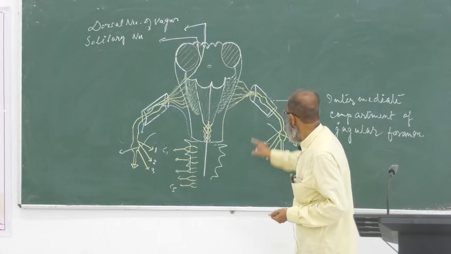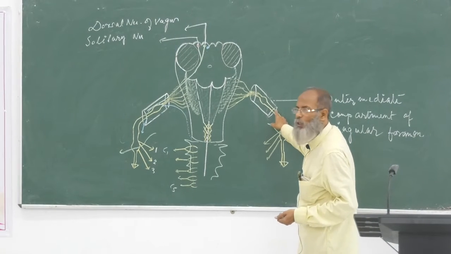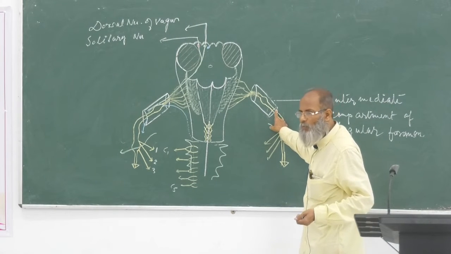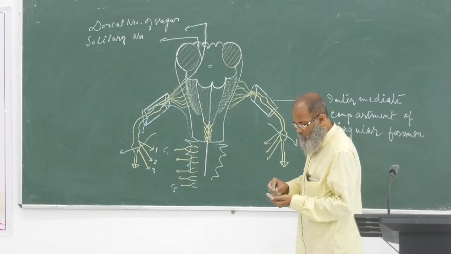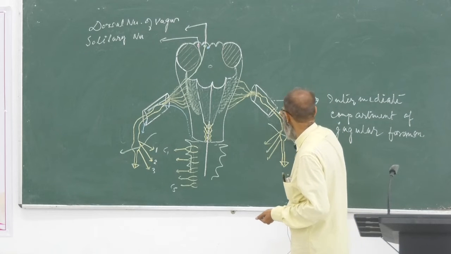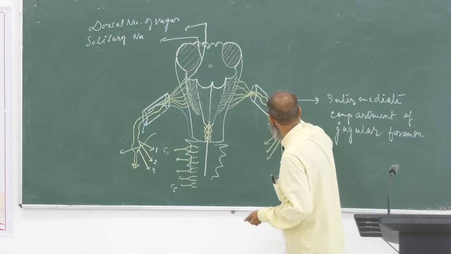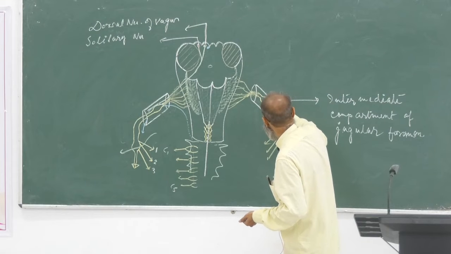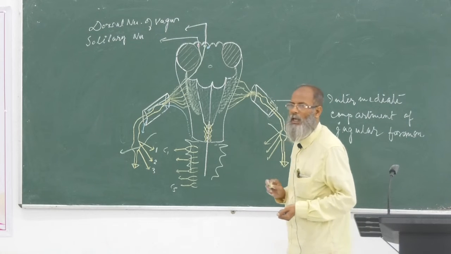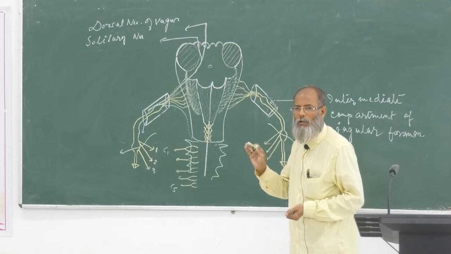At the time it comes out through the jugular foramen, it gives out 2 branches. Number 1, a recurrent meningeal branch that re-enters this canal, that is the jugular foramen.